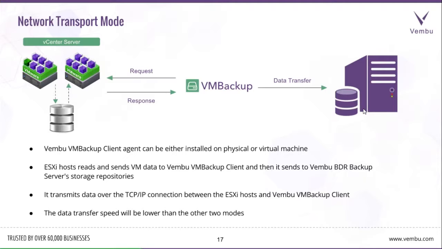It transfers data over the TCP/IP connection between the ESXi host and the VM Backup client, and the data transfer speed will be lower compared to the other two transfer modes.